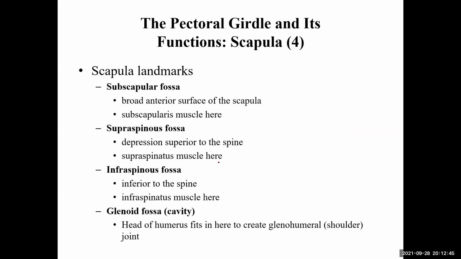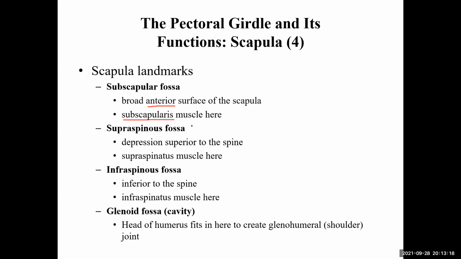Also, we're going to see a couple cavities or fossas. A fossa is a shallow depression that we'll see on bones. So there are 3 fossas, well, actually 4 if you want to count the glenoid fossa. You have the subscapular fossa, and that's found on the front of the scapula. There's a muscle that sits there. It's part of your rotator cuff muscles, and that's called subscapularis. When we get to muscles, we'll talk about the rotator cuff muscles.